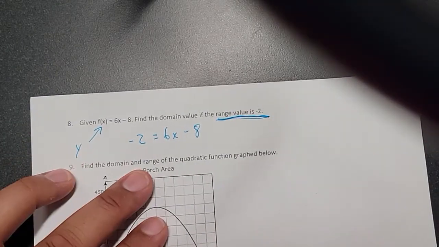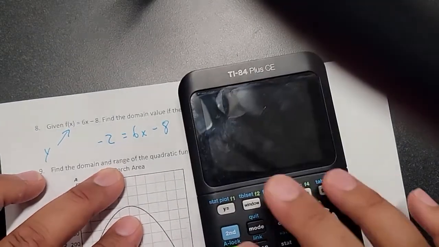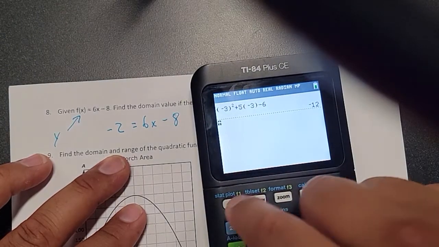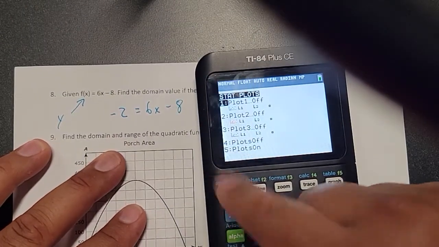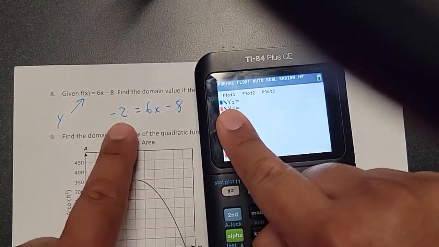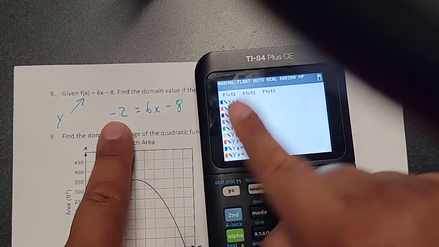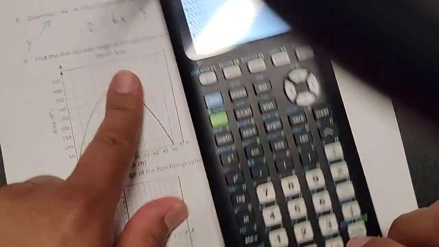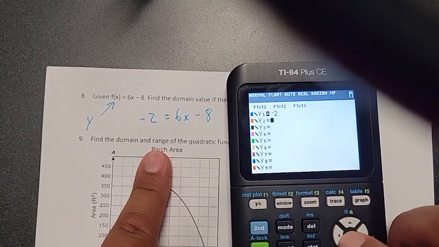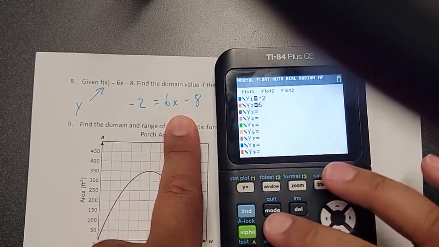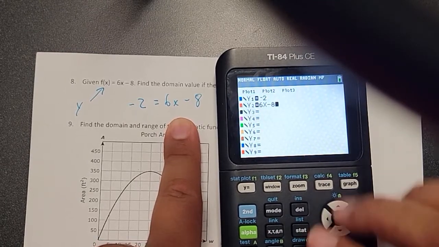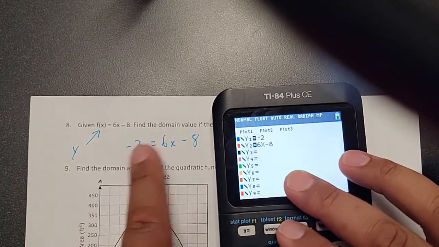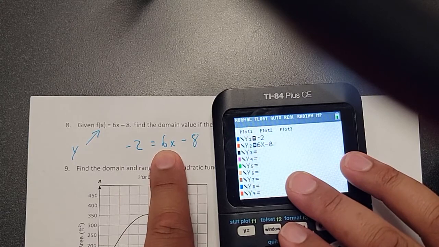All right, let me show you the calculator trick. What you want to do is go to the y equals button, and put the left side in the first one. So -2, and make sure you push the negative button. Then move down and put this part, 6x minus 8. So you have y1, y2.